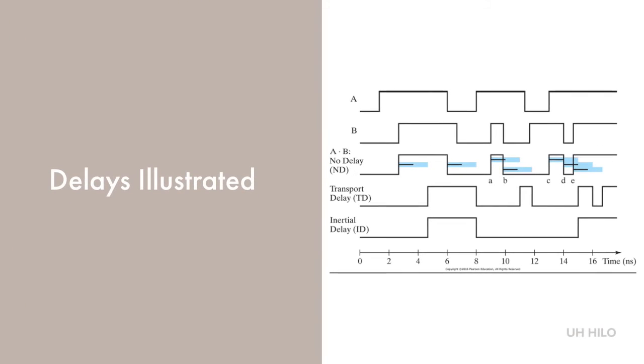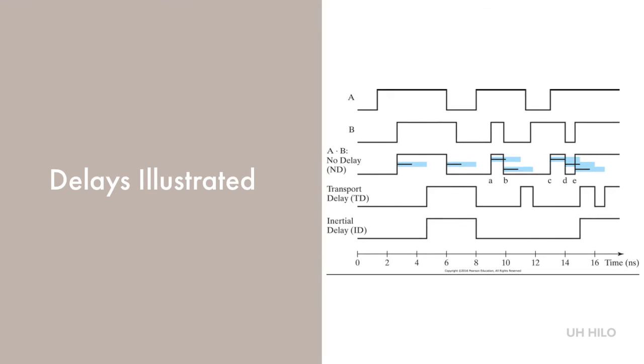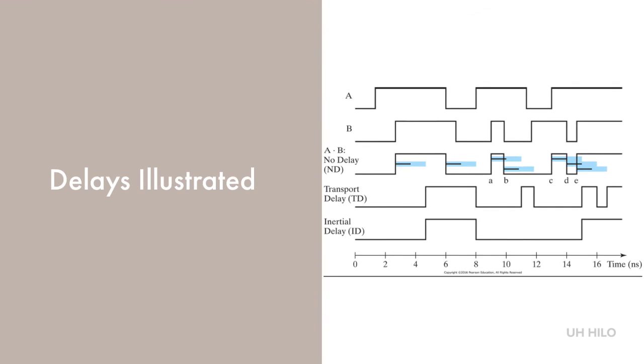A circuit can behave very differently based on different delays, as you can see from this figure. Here you can see the transport delay in the second from the bottom, and the inertial delay as the very bottom. And so the values of the circuit are different depending on those 2 types of delays and which one you're simulating.